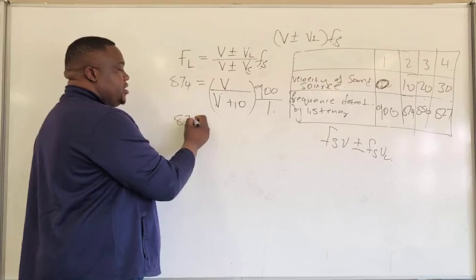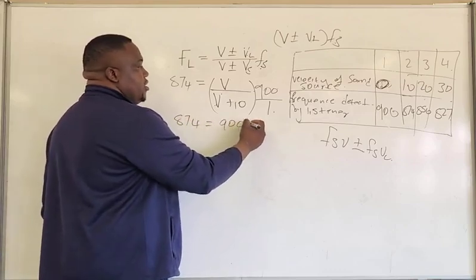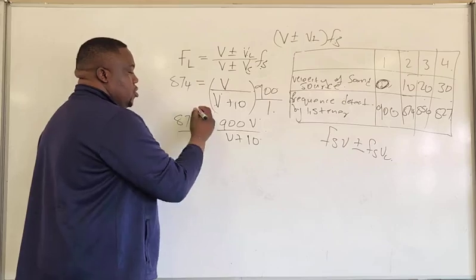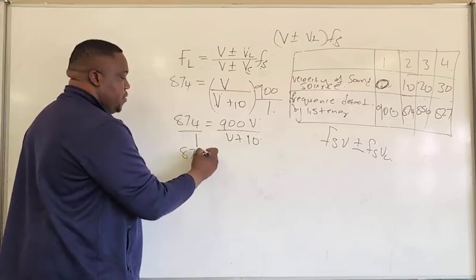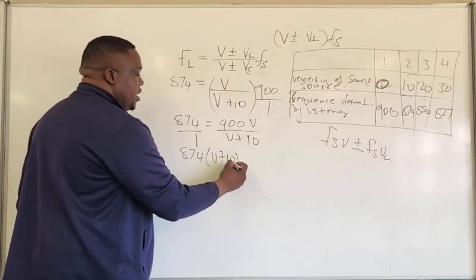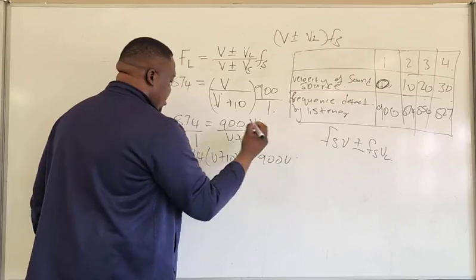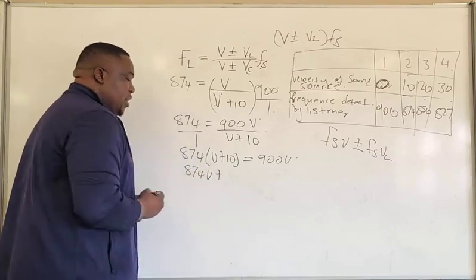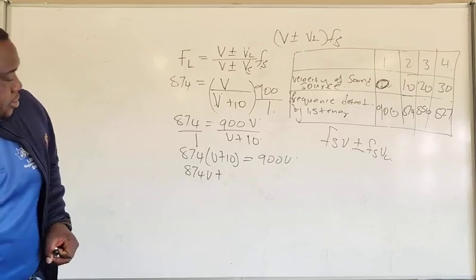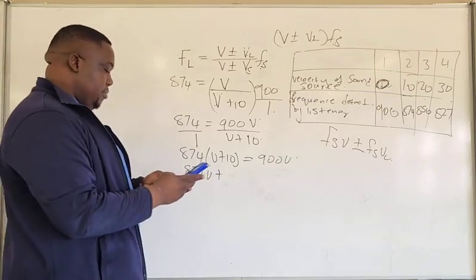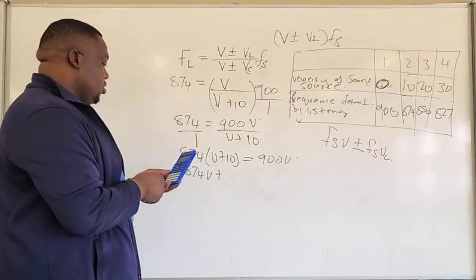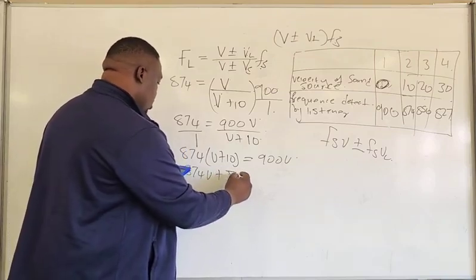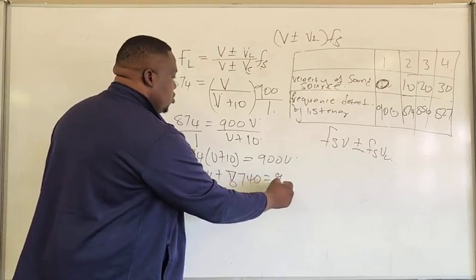Then here we're going to have 874, which is equal to 900 V divided by V plus 10. Then what do we do? We cross multiply. We're going to have 874 multiplied by V plus 10, which is equal to 900 V. Then here we're going to have 874 V plus 874 multiplied by 10. Let me get my calculator. 874 multiplied by 10 is going to give us 8,740, which is equal to 900 V.